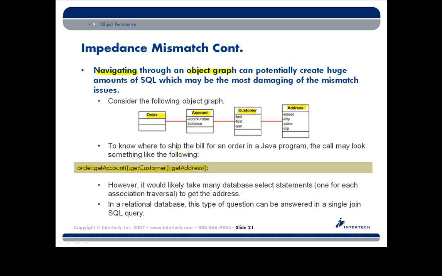Now, in a database, a single select statement could really give us the entire set of information. So in a relational database, giving us the answer to where to ship the bill for an order can all be done via a single statement with multiple joins. So a single join SQL query is what we like to say.